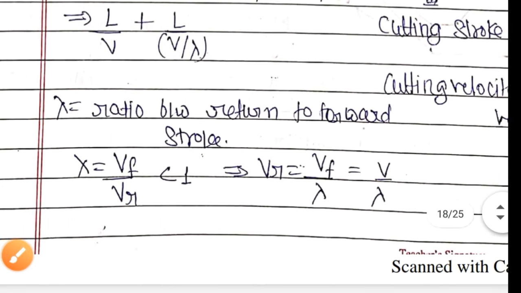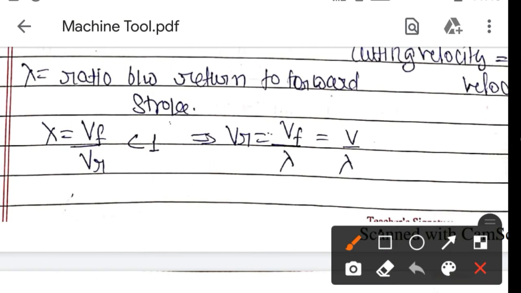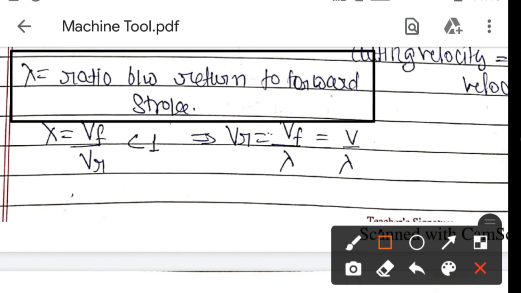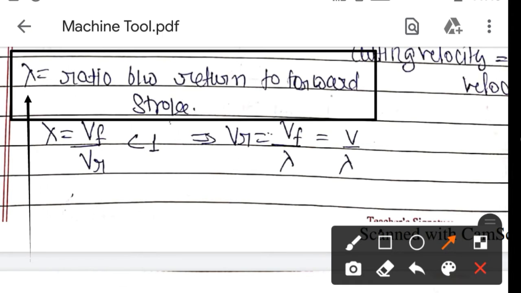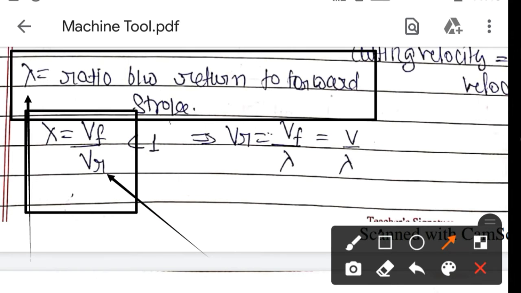Here one important term is lambda, which will be very helpful and very important for solving numerical type questions. So what is lambda? Lambda is the ratio of the return to the forward stroke. Once again, lambda is equal to forward velocity divided by return velocity. As we know, during the return stroke it doesn't remove material, so the return velocity will be more than the forward velocity. So automatically lambda will be less than 1.